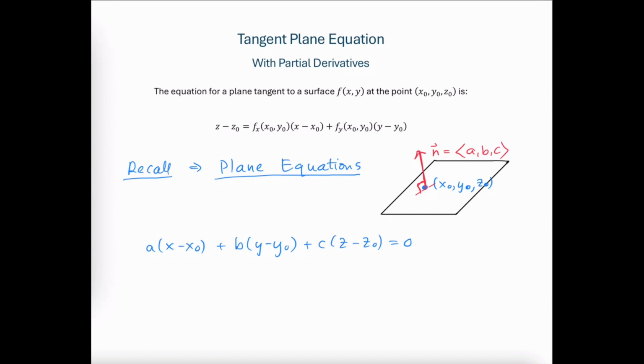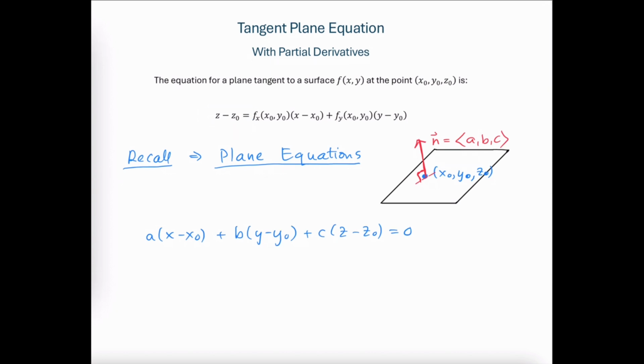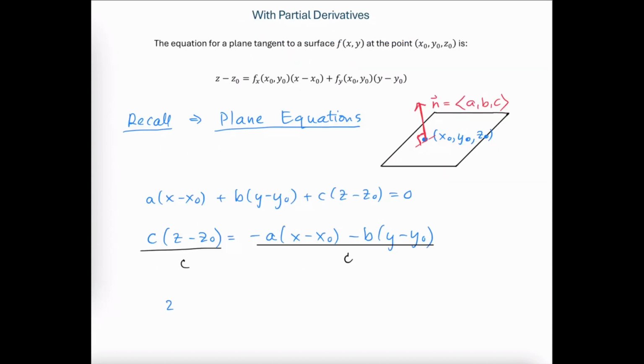So the formula that we're deriving is solved for z minus z naught, so that is a good place for us to start. To solve for z minus z naught, we'll simply subtract a times x minus x naught and b times y minus y naught from both sides, and then divide both sides by c. So now we have z minus z naught is equal to negative a over c times x minus x naught minus b over c times y minus y naught. Now we'll come back to this equation in a moment.